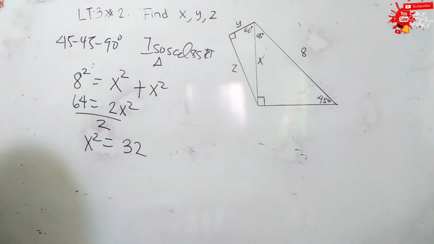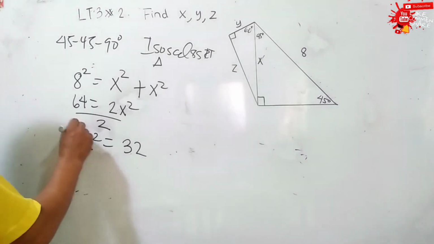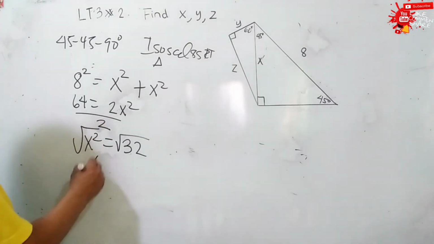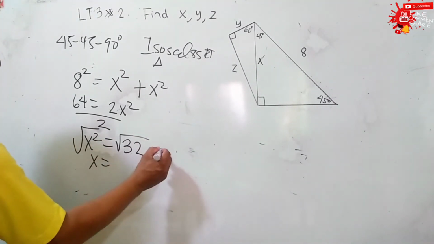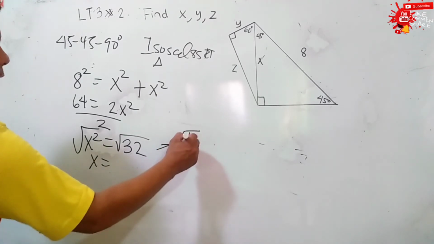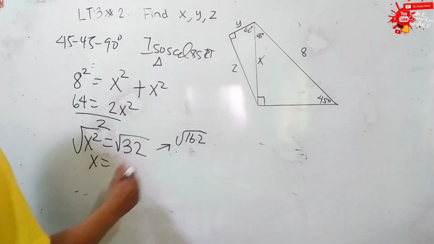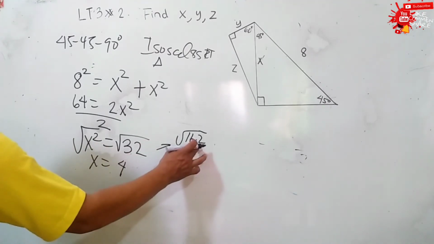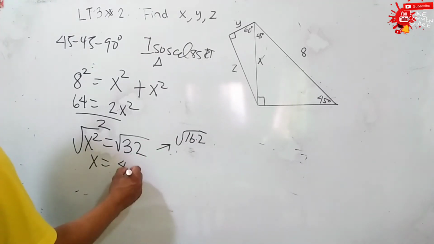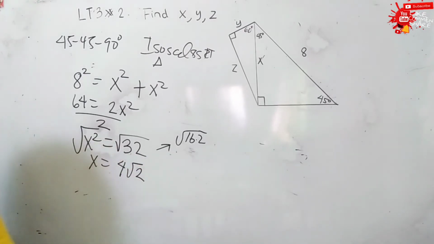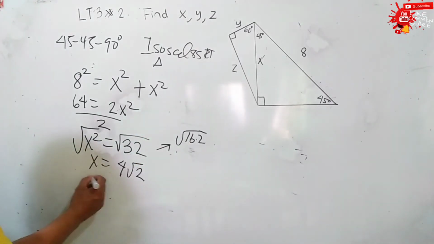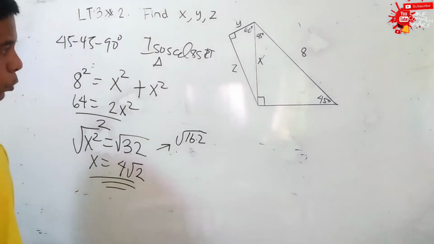Then simplify natin, get the square root. So our x is, yung 32 ay yan ay 16 times 2. Ano ang square root ng 16? So that is 4. Yung square root of 2 is not a perfect square, kaya dyan na lang yan sa loob. Kaya, yung x natin is 4 square root of 2.